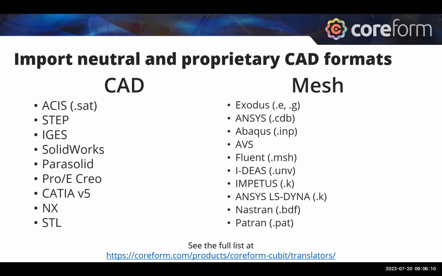As I mentioned on the mesh side, Cubit natively supports Exodus. It's based around the Exodus file format, which is an open source mesh format, but then we also can convert or export to different formats that you see here, like Abaqus, Fluent mesh files, I-deas Universal files, Impetus, LS-DYNA, Nastran, and Patran. So between the different mesh formats we export to, you're almost certain to find a format that works for your solver.